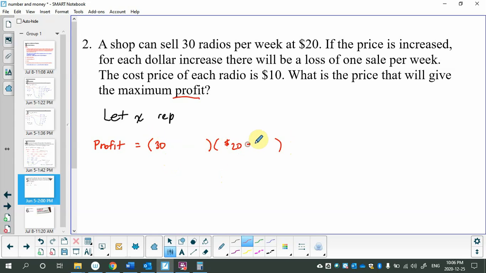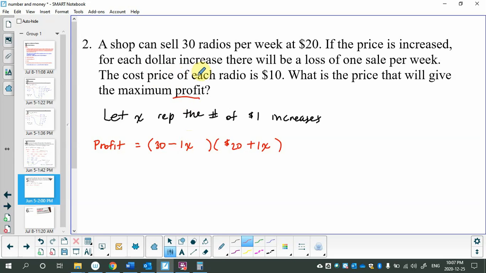If the price is increased, for each dollar increase, there will be a loss of 1 sale per week, but we don't know that it's 1-to-1. Maybe it's 2-to-2. So we can stick an x back there, and I can say let x represent the number of dollar increases. Now, I haven't finished reading yet. So if the price is increased, for each dollar increase, there will be a loss of 1 sale per week.